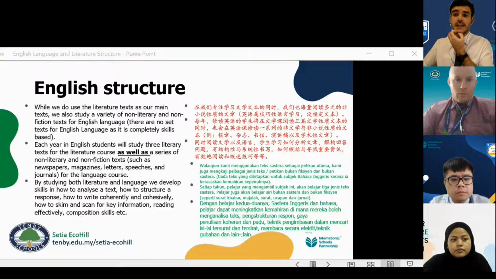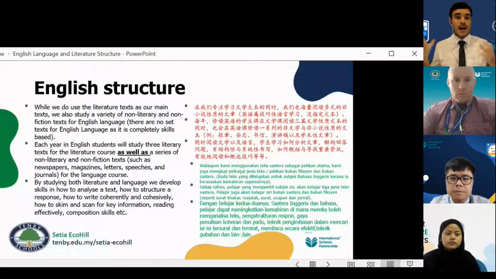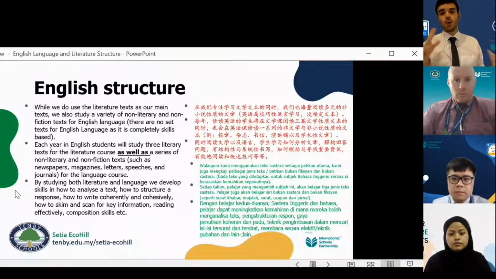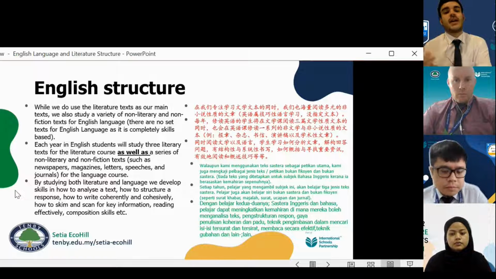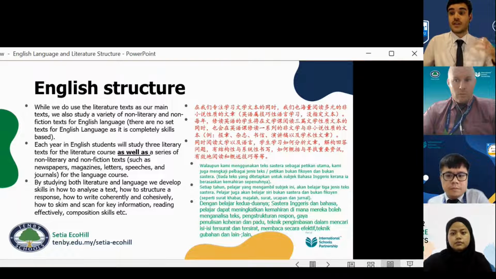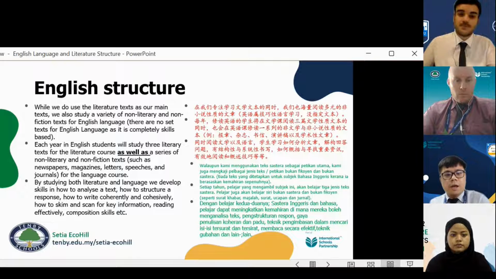By studying both literature and language, we develop a whole host of skills, including analyzing a text, how to structure a response, how to write coherently and cohesively, how to skim and scan for information, reading effectively, composition skills, etc. All of these skills are developed throughout literature and language. Even though it may look like we're only studying literature, when we study the literary texts, we are developing skimming and scanning skills and how to analyze a text. Those are both language skills as well. So I'll pass you now to Mr. Ng. Thank you, Mr. Edward.